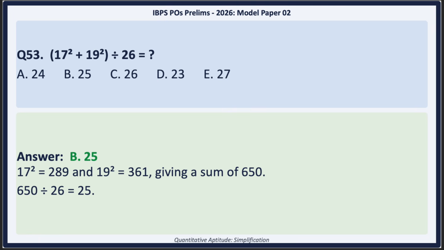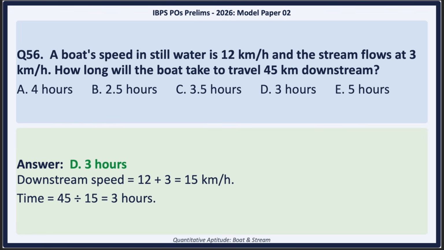So that brings us to the final stretch, the marathon. The arithmetic word problems, questions 56 through 65. We are taking all our calculation speed and all our logical reasoning and applying them to 10 different real-world scenarios. We have to translate English into algebra. Let's look at the classic boat and stream problem in question 56. A boat travels 12 kilometers per hour in still water, and the stream flows at 3 kilometers per hour. How long does it take to travel 45 kilometers downstream?